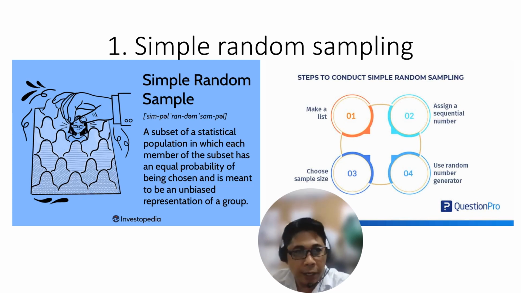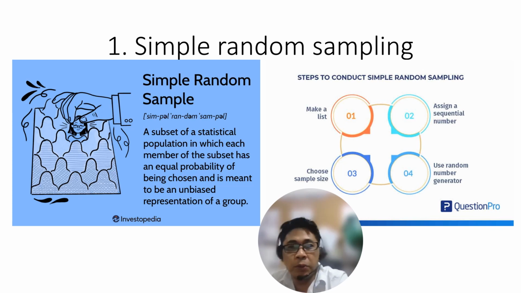So the first type of the probability sampling method is the simple random sampling. So simple random sampling is a subset of statistical population in which each member of the subset has an equal probability of being chosen and is meant to be an unbiased representation of a group. So for example, you have 150 possible respondents. So we call it a population. So you will get 50 people as your sample.